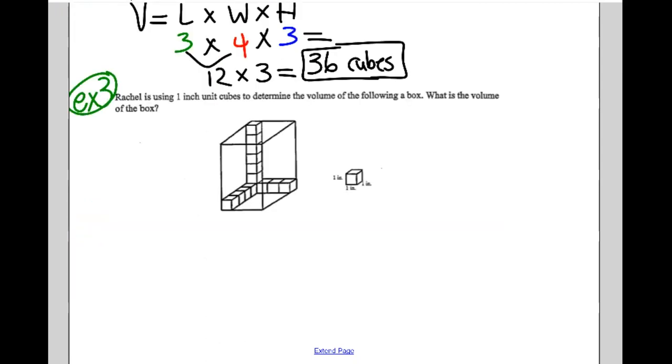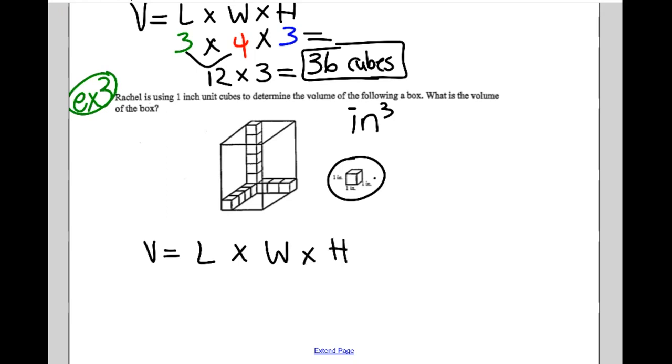All right, Rachel is using 1-inch cubes. Okay, cool. They gave us that little example, so it's going to be cubic inches. So inches cubed is what our answer is going to be. To find the volume of the following box. What is the volume of this box? Okay, that was easy. So we just need to figure out what's our length, what's our width, and then what's our height so that we can multiply it together. So let's go ahead and start.